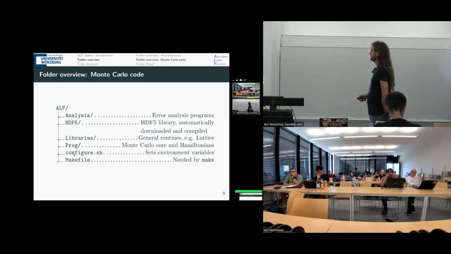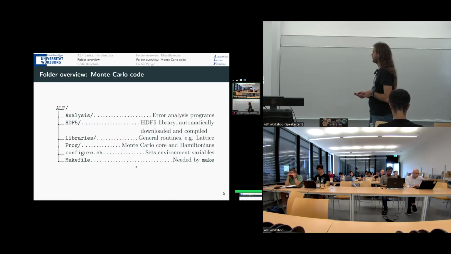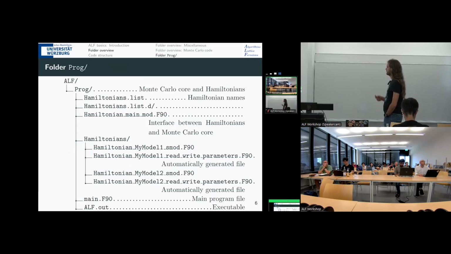And then there are two other files which are very relevant. This is the configure file, which must be sourced before compilation to set the environment variables the compilers need. And then the makefile is what we use for compilation.